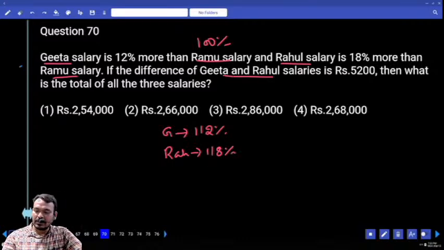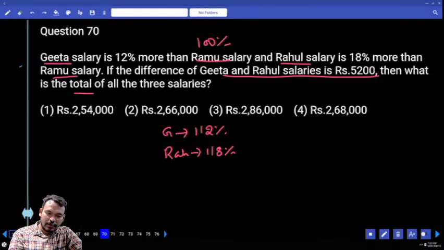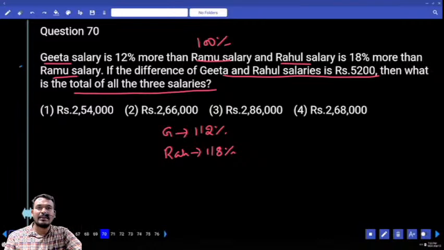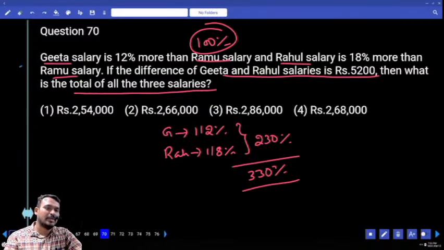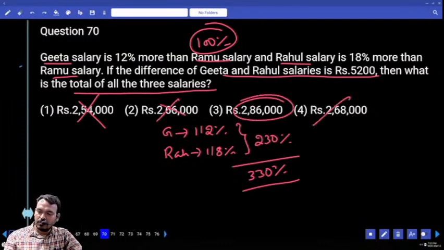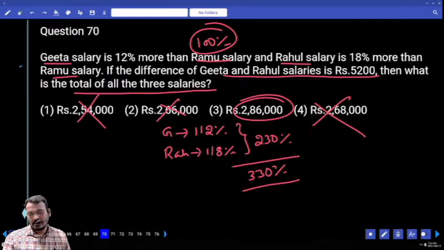The difference between Geeta's and Rahul's salary is how much? 5,200. What is the total of all three salaries? What is the first one? 100. Remaining 230. Total 330. 330 means 11 multiple. First option, 11 multiple? No. Second option, no. Third option, yes. Fourth option, no. Then the answer is the third option.